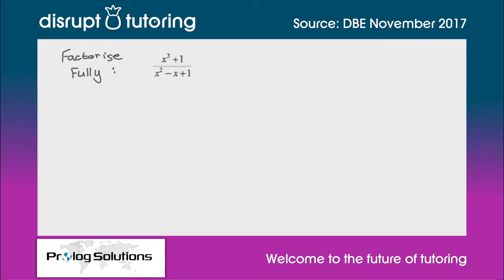So at the top we have the sum of two cubes, and to factorize the sum of two cubes we open up a small bracket, then we open up a larger bracket. Then in the first bracket, the smaller bracket, we'll cube root the first term and we'll cube root the second term, and we keep the sign. So the cube root of x cubed is x, we keep the sign of plus, and the cube root of 1 is 1. Then the first term in the larger bracket will be this term squared, so x squared.